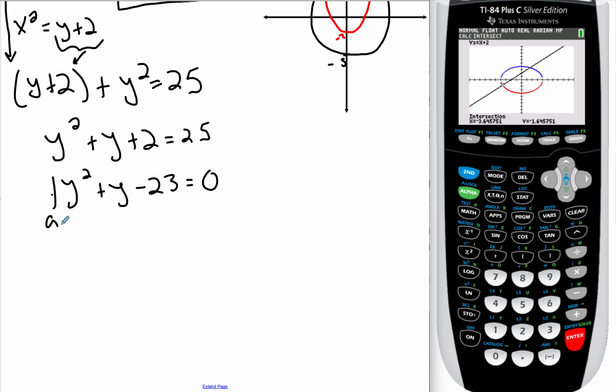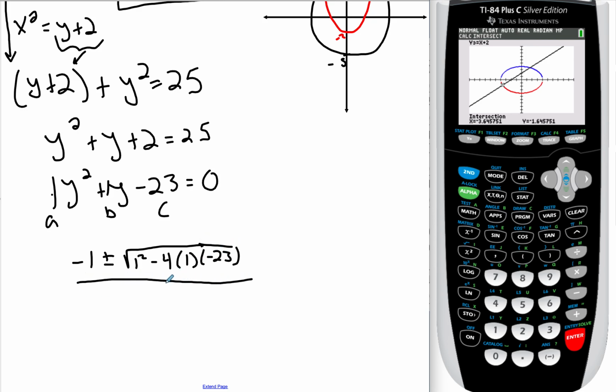So I've got a, b, c: -1 plus or minus the square root of 1 squared minus 4 times 1 times -23. I know I'm going to have a real answer, because this will flip to a positive. Remember, if you get a negative in the square root, that means you're going to have complex solutions, which means no real solutions, which means no real intersection points. And remember, we're on the real plane.